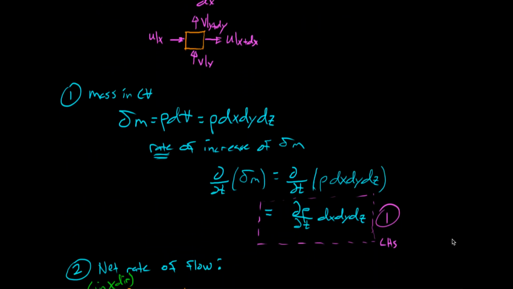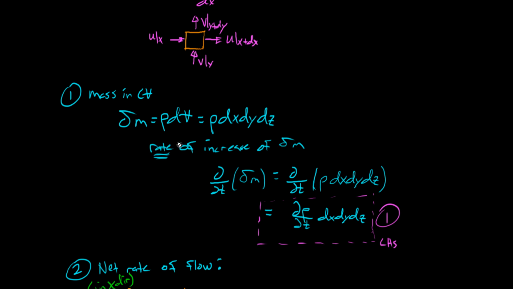So remember that a differential mass can be found by taking the density and multiplying it by a differential volume. Differential volume in this Cartesian setup looks like dx, dy, dz. That's the volume of that little cube. We multiply that by density, and it gives us the differential mass. But that's not what we're after. We're after the rate at which that's increasing.